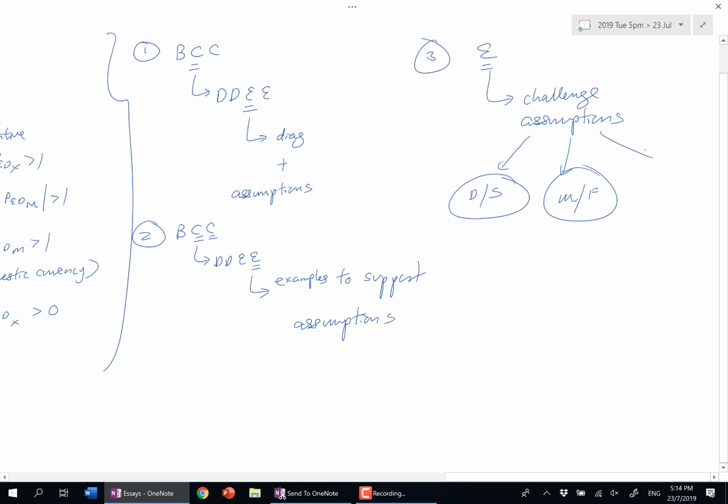Or when you say things like, the Marshall-Lerner condition may not hold, you are setting up your essay for evaluation marks. Hence, I said, pay attention to assumptions in the notes. Because they are these wonderful little things that help you score in more than one place. It's a bit like splash damage when you play games.